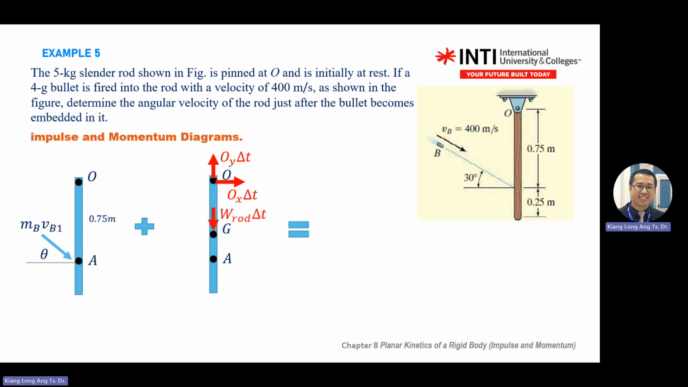There's a W there. W is also a force. Force multiplied by time, you get impulse. And the bullet. The bullet goes inside there already. Hit there. So the weight of the bullet will go down, although the bullet is only 4 grams, very, very small. Okay, so the bullet goes inside there.